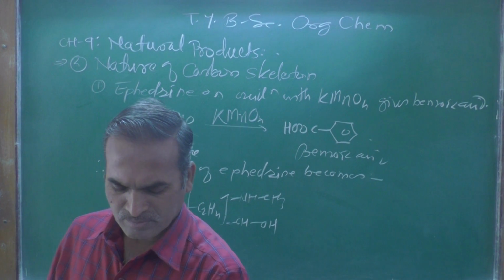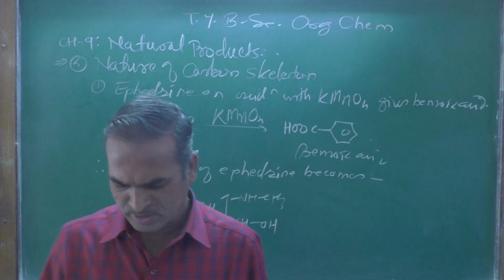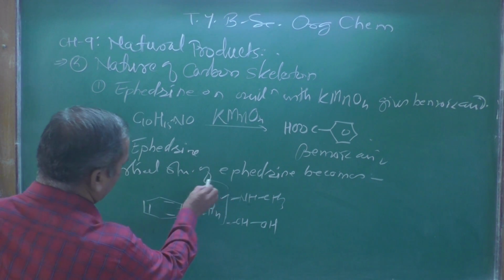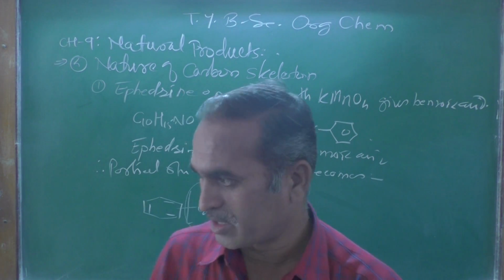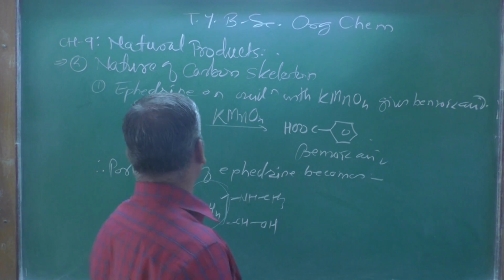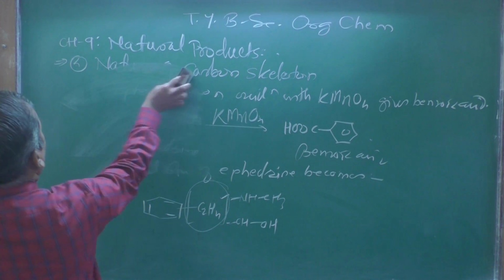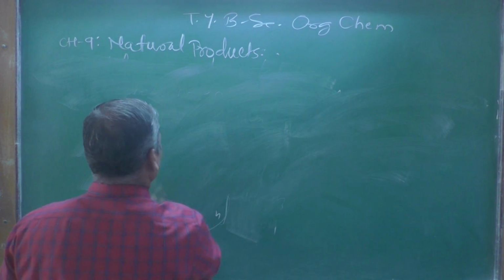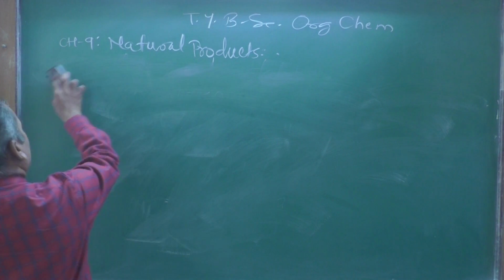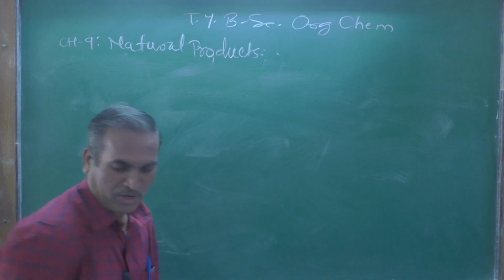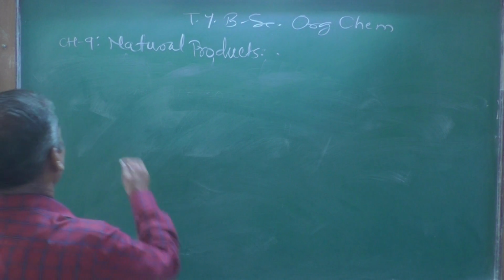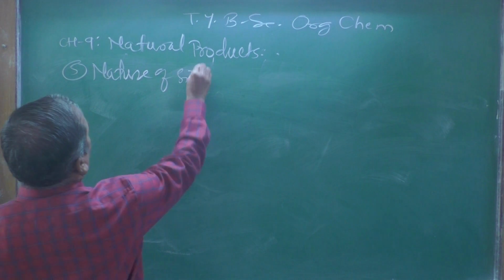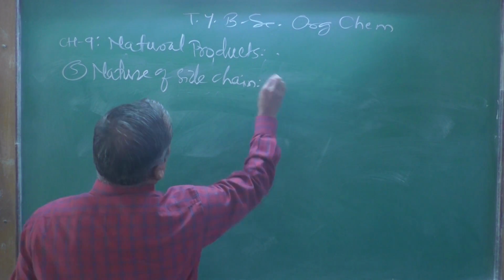Now the next point we are going to discuss, the fifth one, is the nature of the side chain. What type of side chain is present here, that we are discussing right now. So let us see point number 5, what that point is: the nature of the side chain. That is the point of discussion.